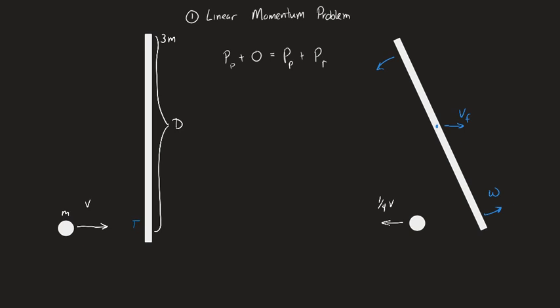This one's pretty straightforward, though, because I'm going to have mv for the puck plus 0 for the rod before the collision. And that's got to equal, well, m times negative 1/4 v. The puck rebounds backwards. So these are vectors. I have to choose a direction that I'm going to call positive. So I'm going to call to the right positive. Plus, and be careful here, the rod has a mass of 3m times its velocity vf, or v final.